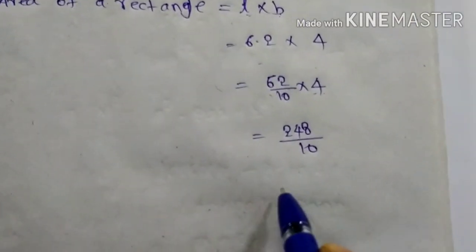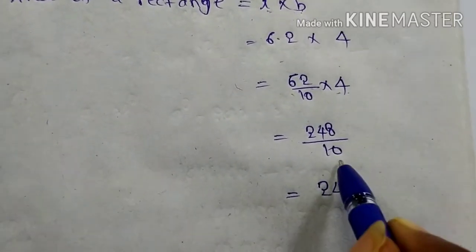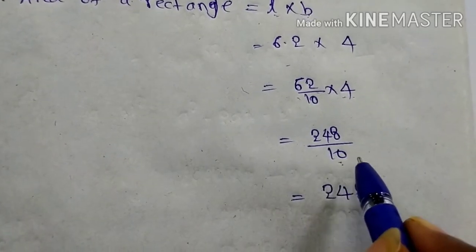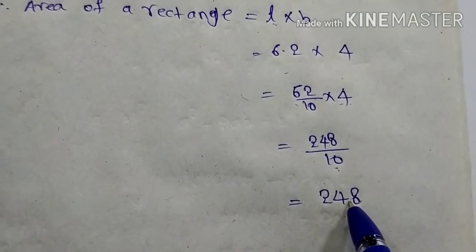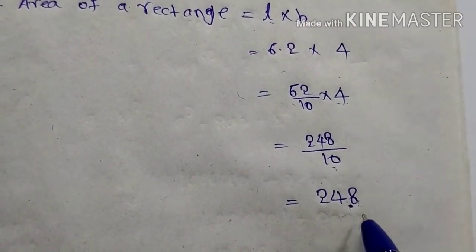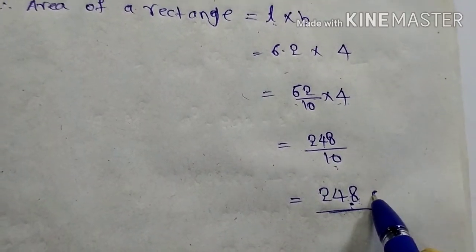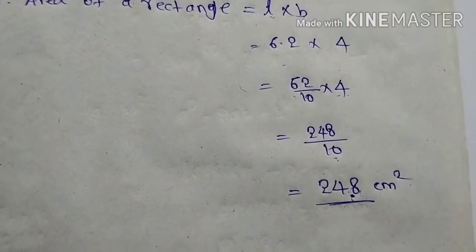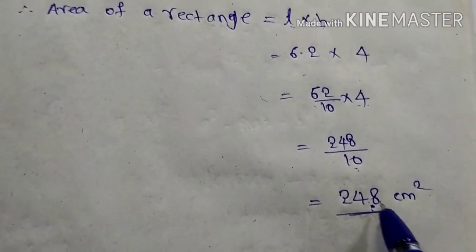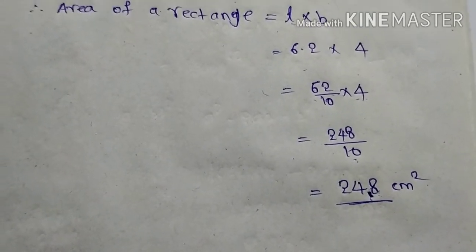248 by 10. How do you represent this in decimal form? In the denominator you have 10, so you keep the decimal point from the right side after 1 digit. After the 8, you put the decimal point. So your answer is 24.8 centimeter square. Area of rectangle is 24.8 centimeter square.